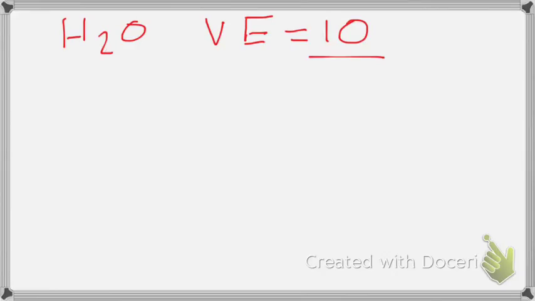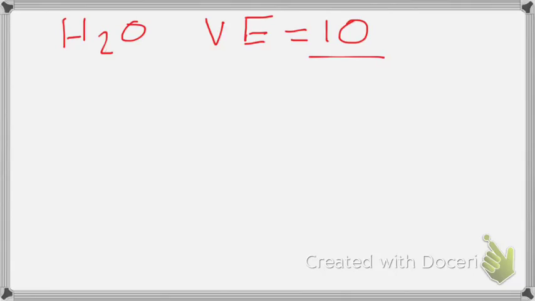Now, at this point, it's important to point out that the total valence electron number should be an even number. If it is an odd number, then you cannot make a Lewis dot structure of that molecule. You can only make a Lewis dot structure if you have an even number of total valence electrons.